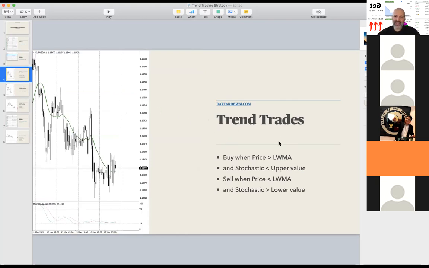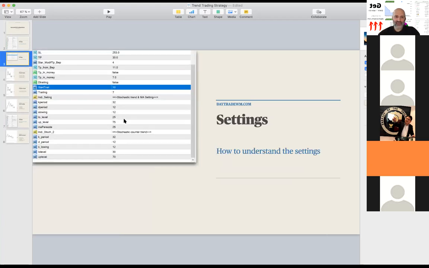Now, I give you some examples of the trend trades. The trend trades have these criteria. It will buy when price is above the MA. This is a linear weighted MA, okay? It's a linear weighted moving average. And the stochastic is below the upper value. So as you can see here, we have the upper value of the stochastic 75. We have the MA 25.